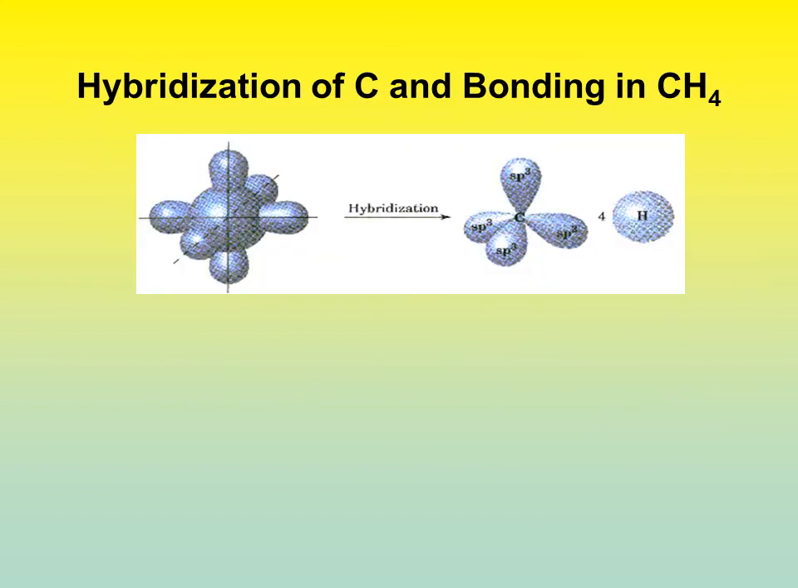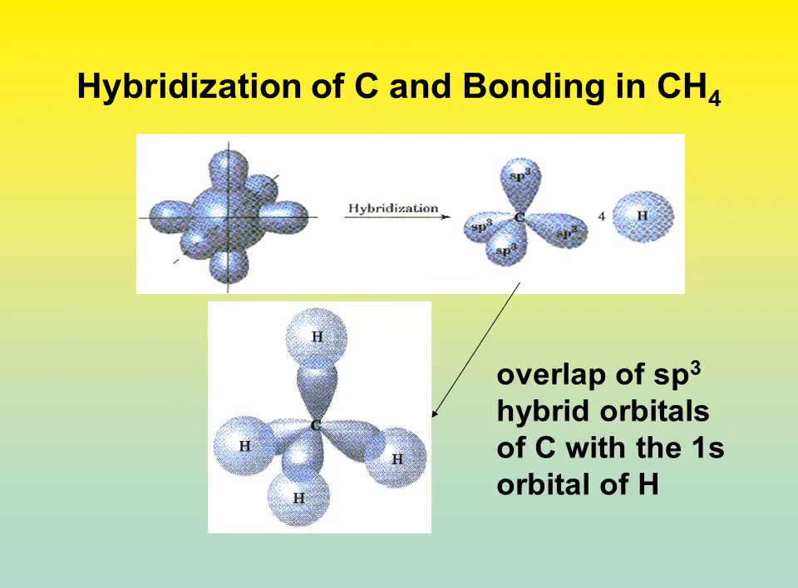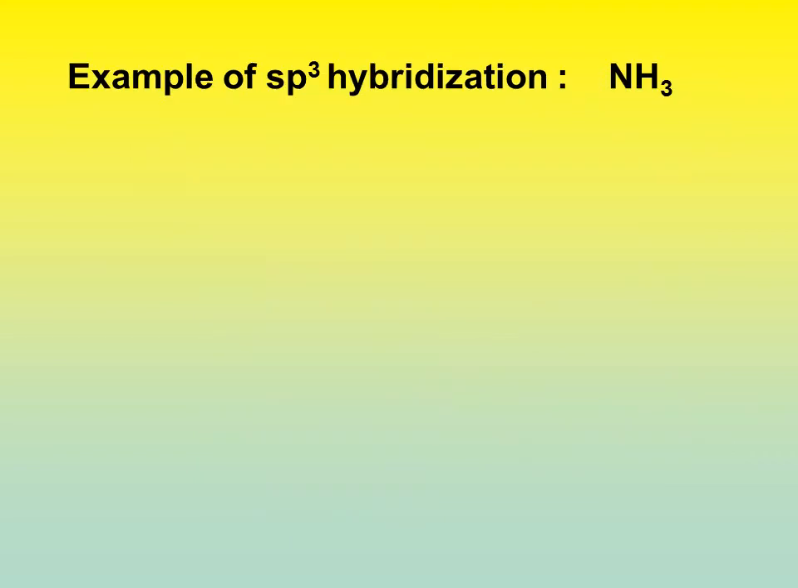Each of the hydrogens then utilizes its 1s orbital to overlap with the 4 sp3 orbitals found in the carbon. This then gives the shape of CH4, which is tetrahedral.